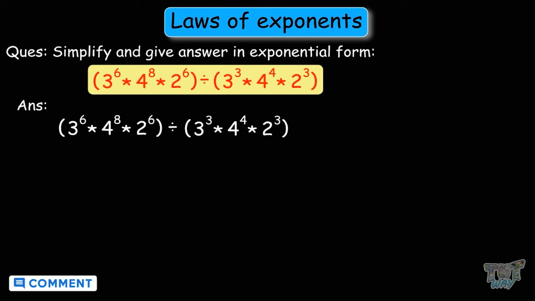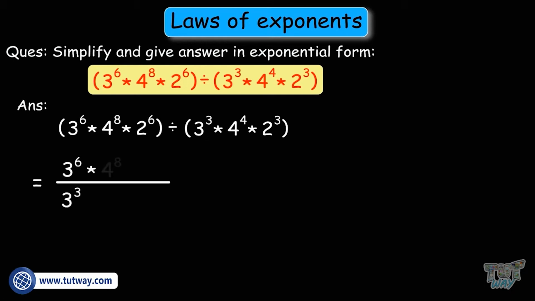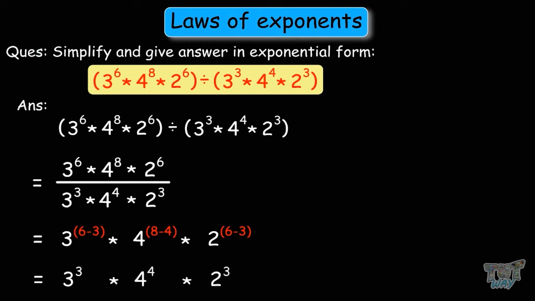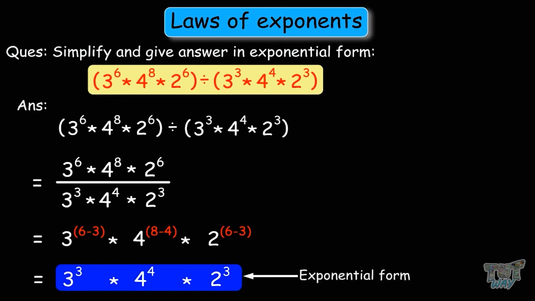So we can divide separately for the powers that have the same base. So we can write it as 3 to the power of 6 divided by 3 to the power of 3 times 4 to the power of 8 divided by 4 to the power of 4 times 2 to the power of 6 divided by 2 to the power of 3. And now we know for dividing powers that have the same base, we subtract exponents. This is what we get. We will end up with 3 to the power of 3 times 4 to the power of 4 times 2 to the power of 3. This is our answer in the exponential form. We can further solve it by simplifying the powers.